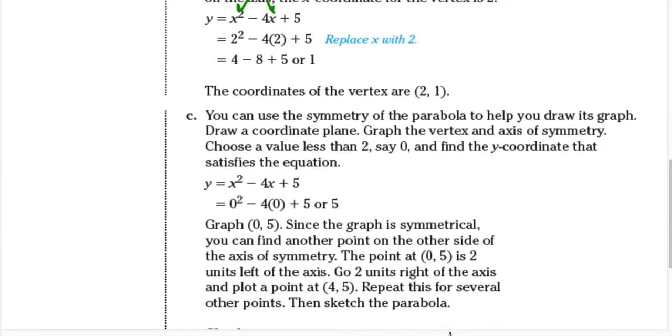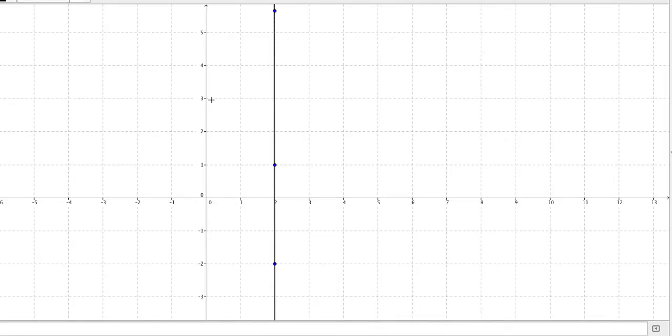So we graph 0, 5, and 0, 5 is right here. You get that point. Now the next thing is simple. Remember, when you talk about our parabola, whatever is on the left side of the parabola will be equal to the right side as well. So what we need to do is simply mirror that point across our line of symmetry. We need to reflect that point across our line of symmetry, and that is this point right here.